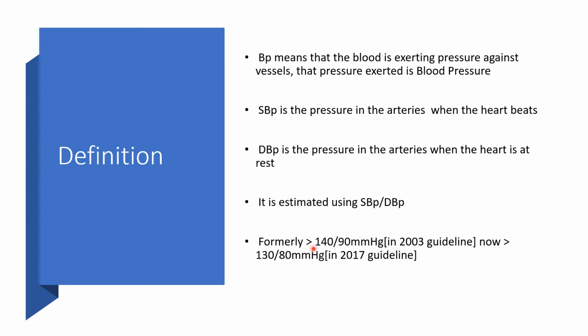Formally, we usually say anything greater than 140/90 millimeters of mercury is hypertensive. That was in the 2003 guideline. Now, anything greater than 130/80 millimeters of mercury is diagnostic as being hypertensive. Don't worry, we'll go through the stages in a bit. This new value, 130/80 as the cutoff, is now in the 2017 guideline on hypertension.